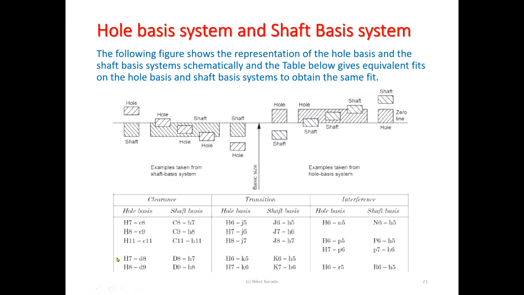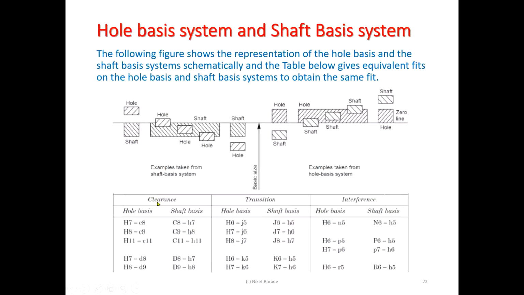The combination of the letters is suggesting, for example, use S7 N5 in the hole basis system if you are using it for the same purpose. This table is very interesting to understand. This table gives equivalent fits on the hole basis and the shaft basis system. So if you want the same type of interference in the hole basis system or in the shaft basis system, you have the equivalency.